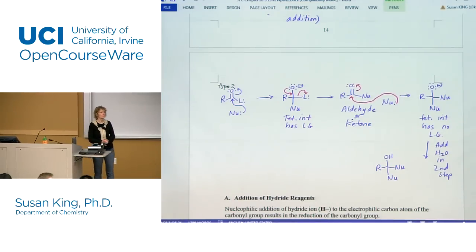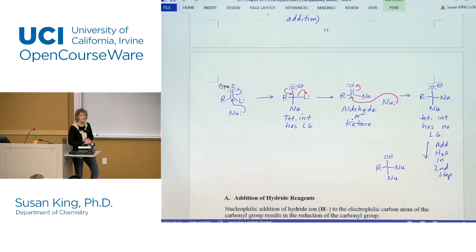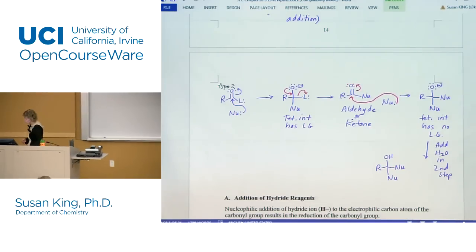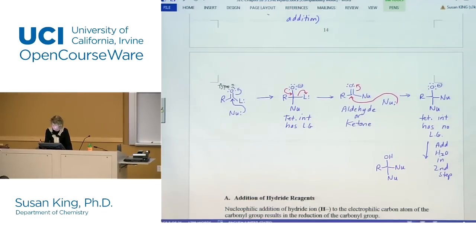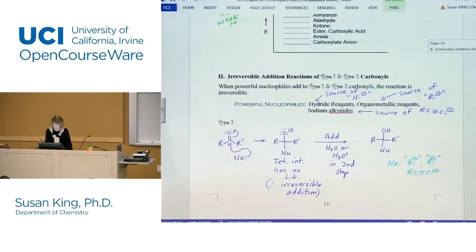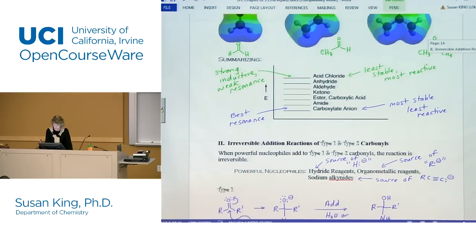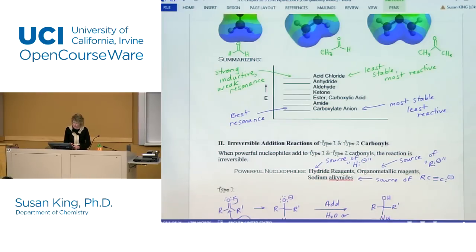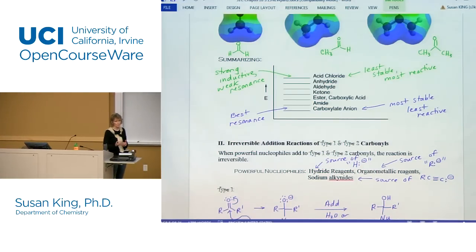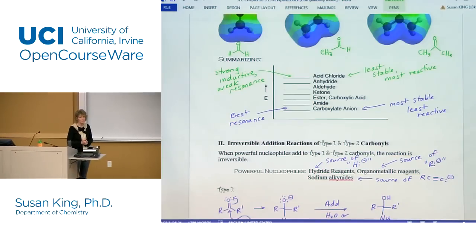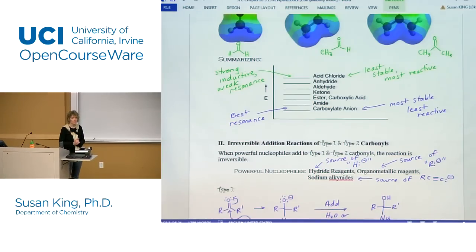Is the second reaction, well, you tell me. We just talked about reactivity, right? So let's go back and look. That's a great question, and this is why you need to know this. We have acid chloride, then anhydride, aldehyde, and then ketone. If it's an ester, carboxylic acid, or amide, when we make an aldehyde or ketone, that's more reactive than the starting material. And that's one of the reasons why you can't stop. Excellent question.